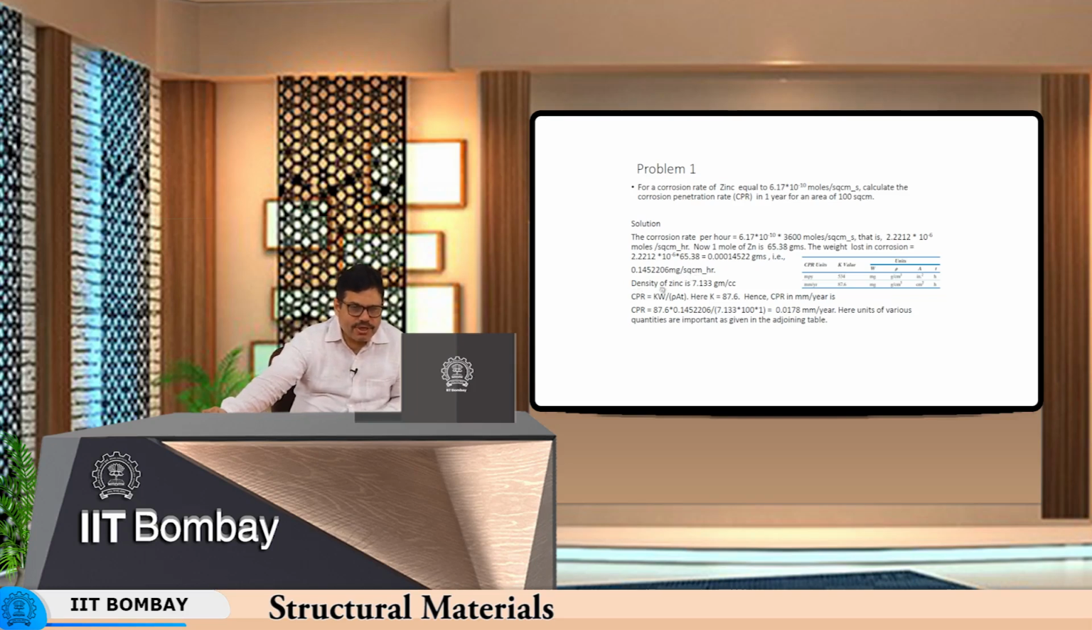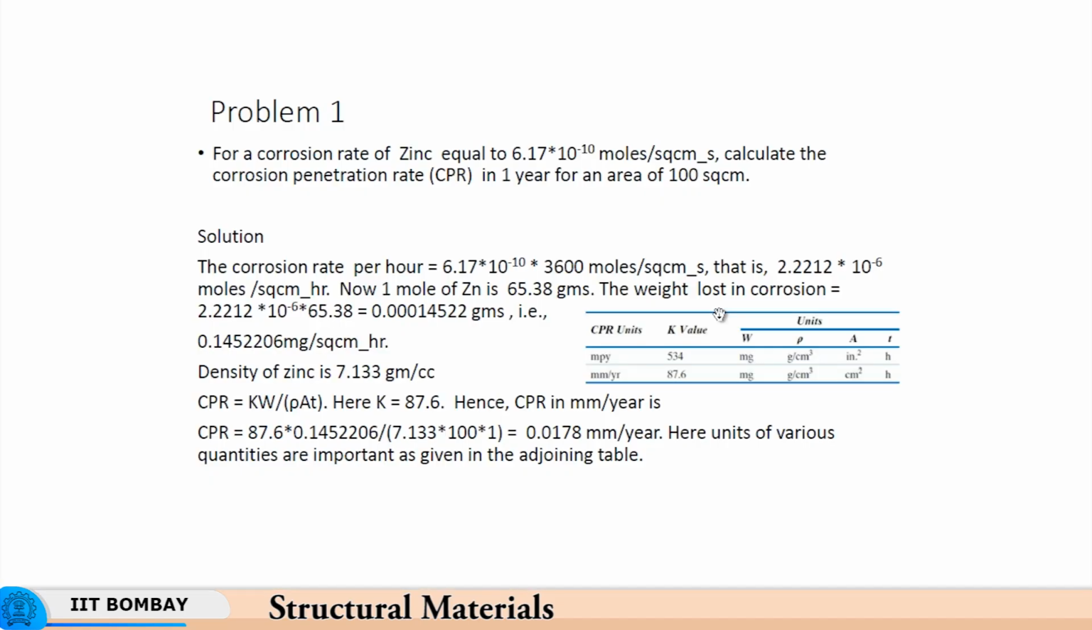Now, the density of zinc being 7.133 and K, since we want to get the value in millimeters per year, is 87.6. So, the CPR in millimeter per year is 87.6 into so much, and so that makes it 0.0178 millimeter per year. So, we need to be watchful about the units of the various quantities as given in the adjoining table. Typically, half a millimeter per year is acceptable corrosion rate.